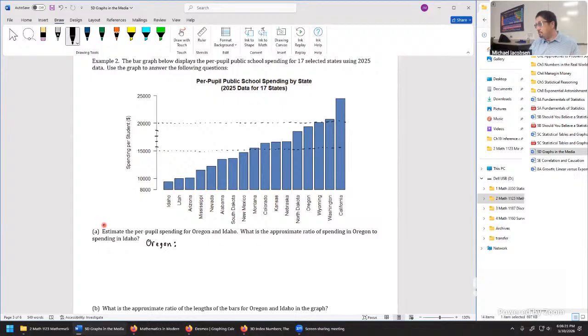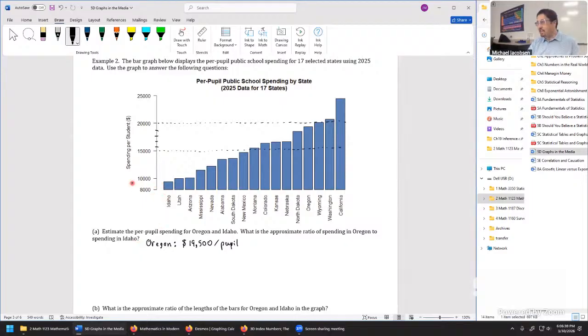Let's say about $19,500 per pupil. So that's the estimated spending for Oregon. Then we just need to do it all over again for Idaho next.